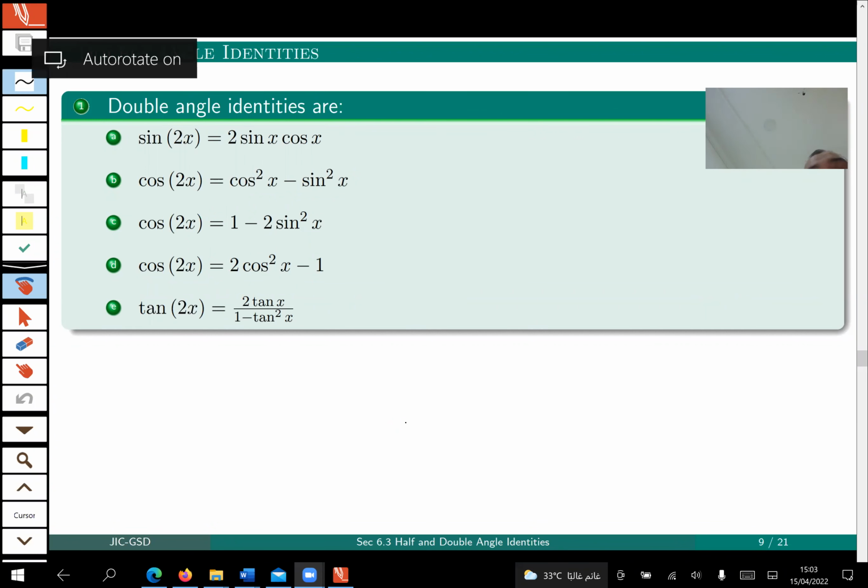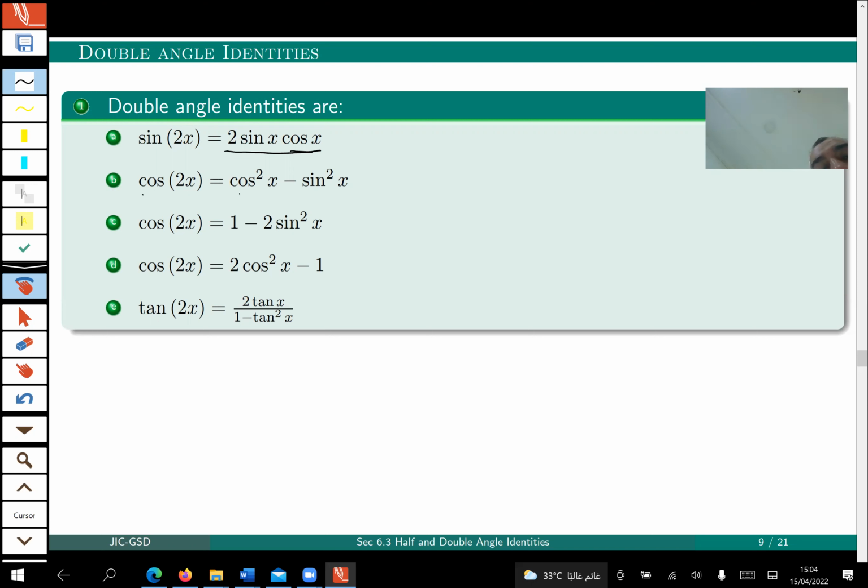Okay, today we'll speak about section 6.3, which is basically double and half angle identities. Remember, sine 2x is twice sine cosine, which means if I have 2 times sine times cosine, we double the angle. If the angle is x, it will be 2x. If it is 30, it will be 60. If it is 60, it will be 120.